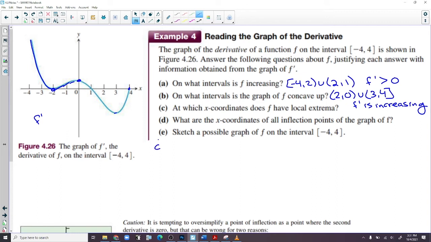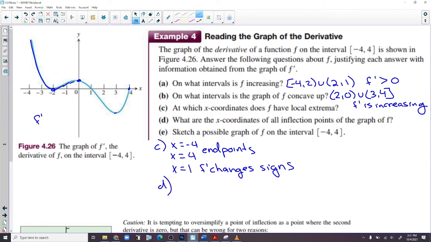Letter C, at which x coordinates does f have local extrema? Well, certainly the endpoints. So x equals -4, x equals 4. Those are endpoints. And x is equal to 1 because f prime changes signs. That means there's a local extrema there.